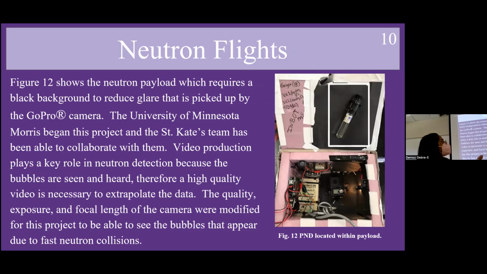And this is our neutron payload. So we have the neutron tube, the PND attached to the lid. And then we have our omnidirectional, which is the yellowish, cream box on the left side. And then our GoPro camera, which is in the, oh okay, you can see the cursor. This is our GoPro camera that is looking at the neutron tube.